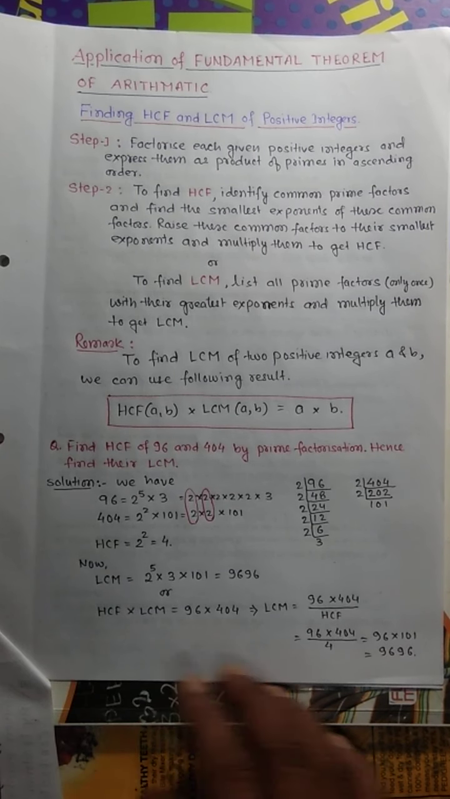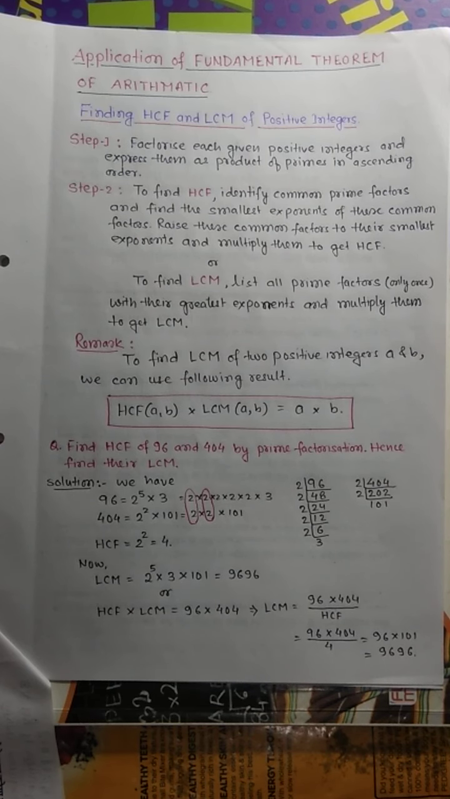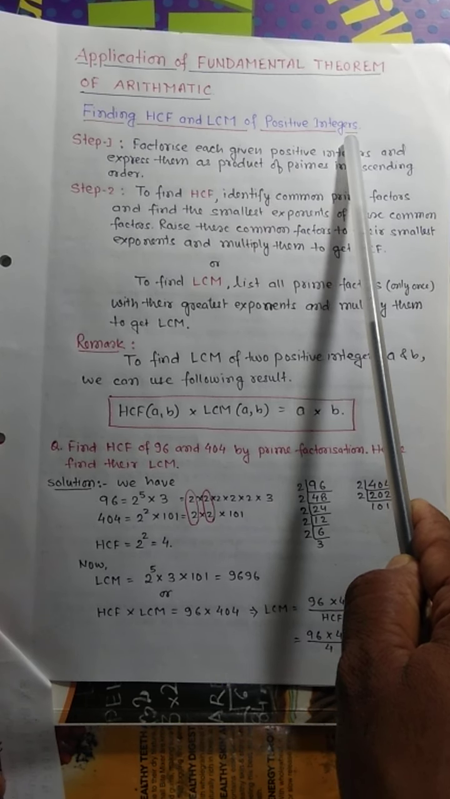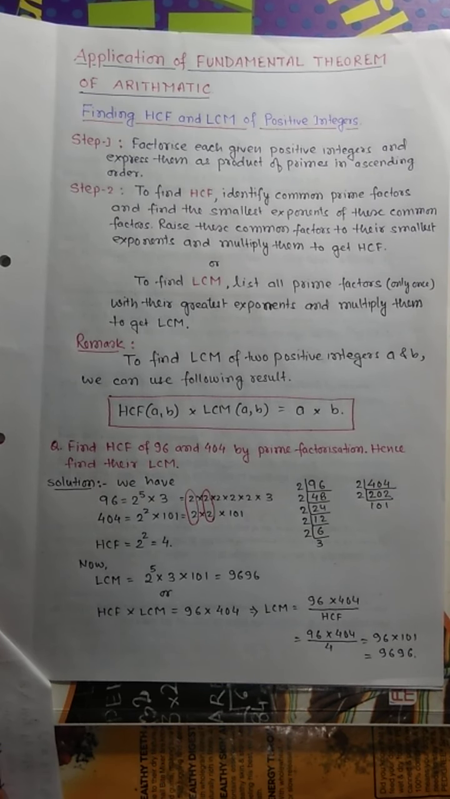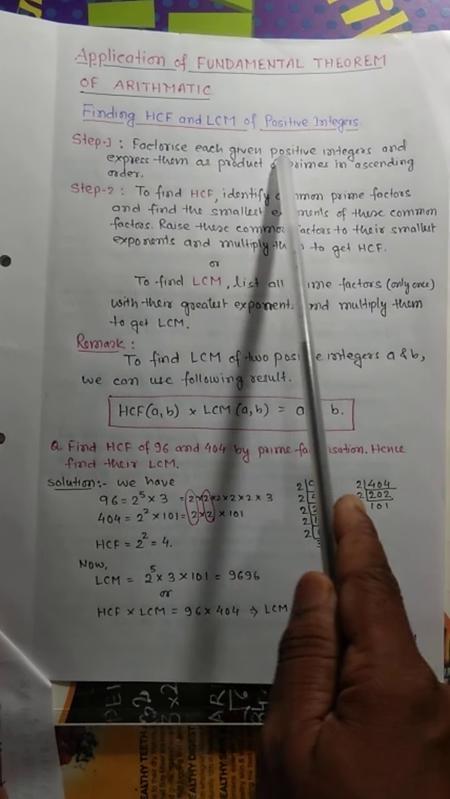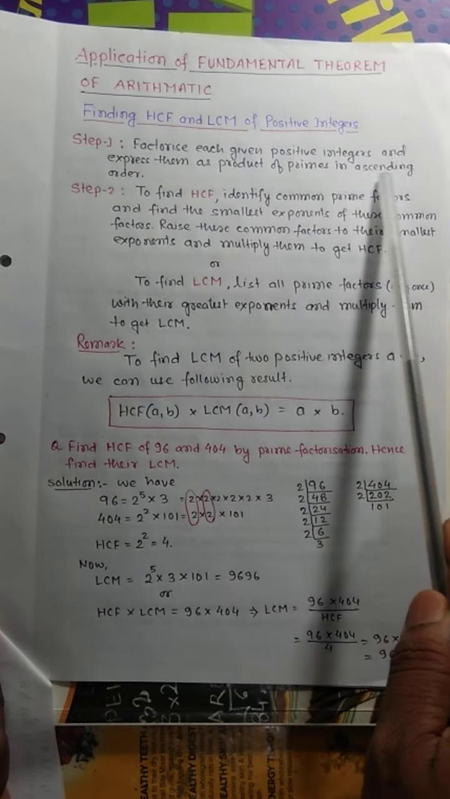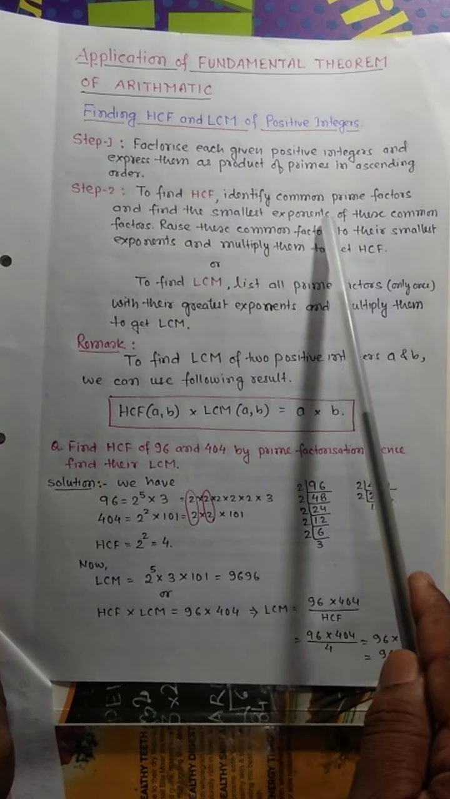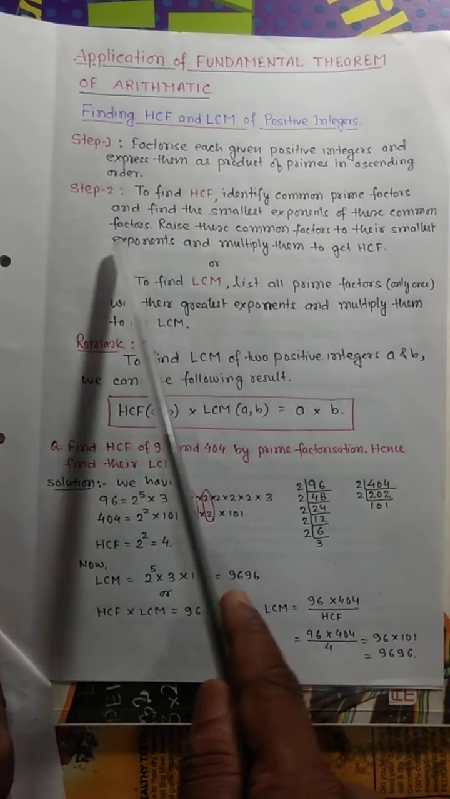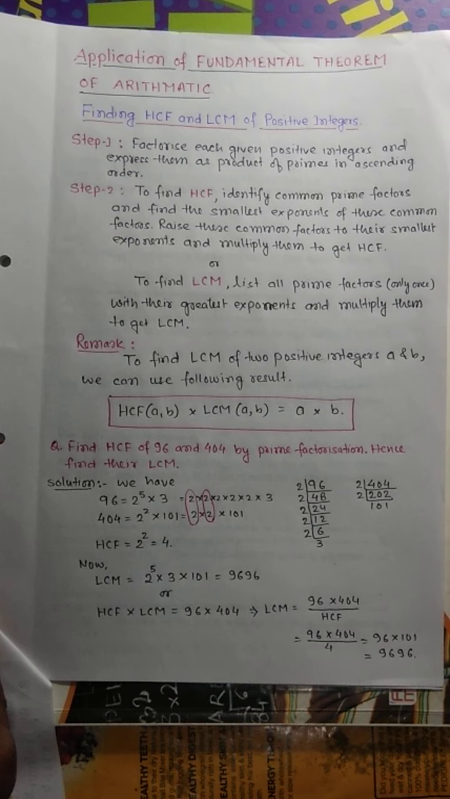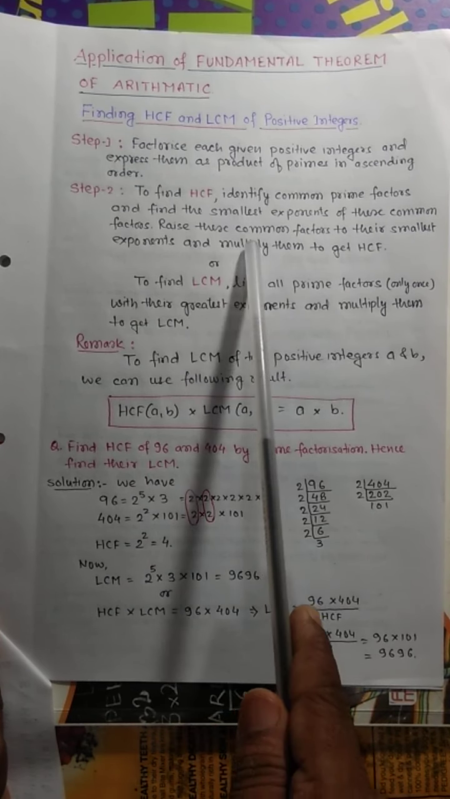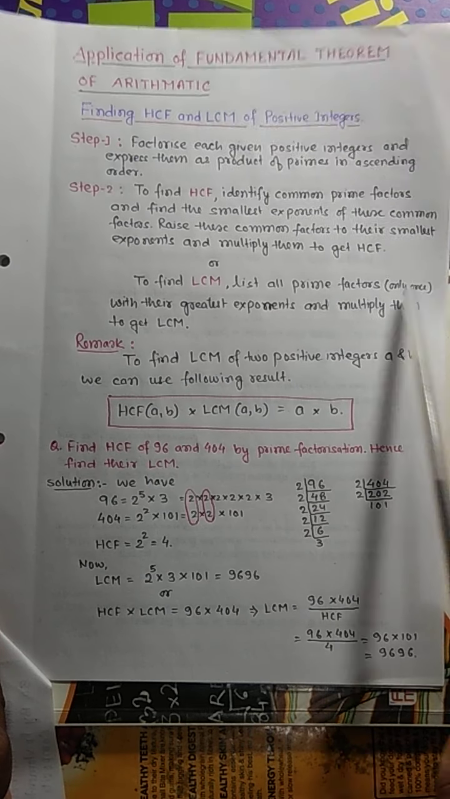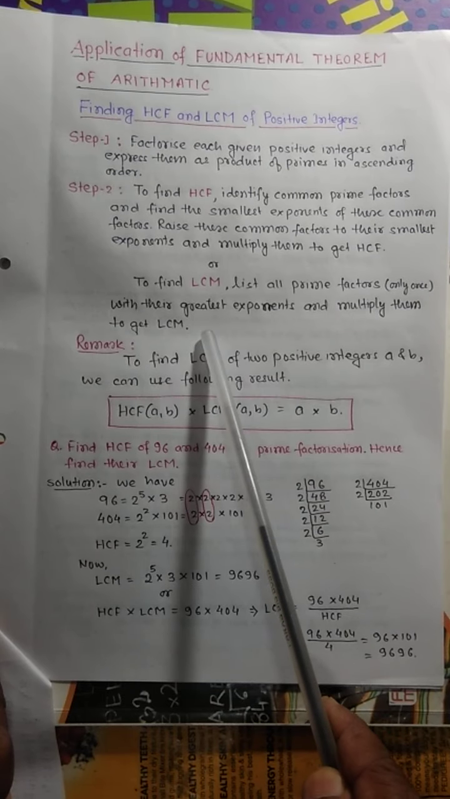Application of fundamental theorem of arithmetic. We use the fundamental theorem of arithmetic to find LCM and HCF of positive integers. How to find LCM and HCF of positive integers? For that we first factorize the given positive integers and express them as products of primes in ascending order. To find HCF, we identify common prime factors and find the smallest exponent of these common factors. We raise these common factors to their smallest exponents and multiply them to get HCF, and for LCM we list all prime factors only once with their greatest exponent and multiply them to get LCM.